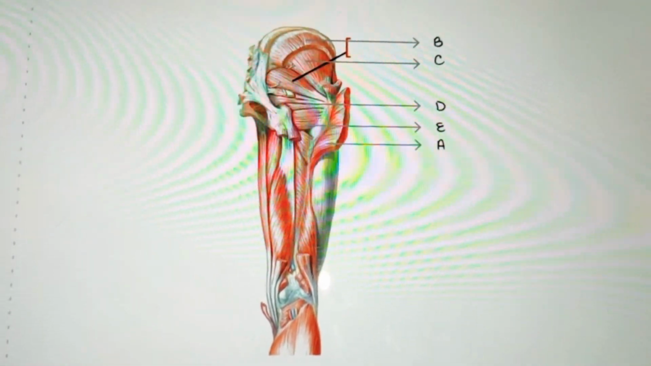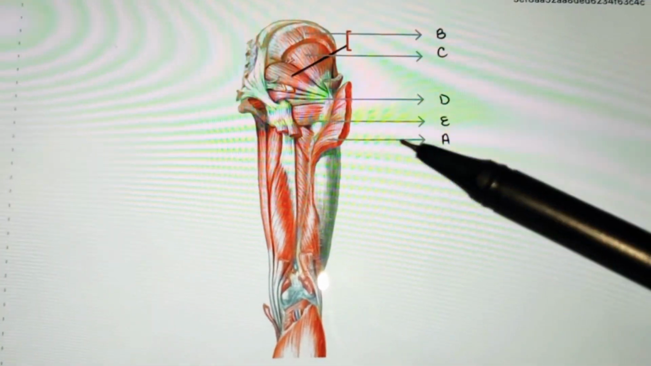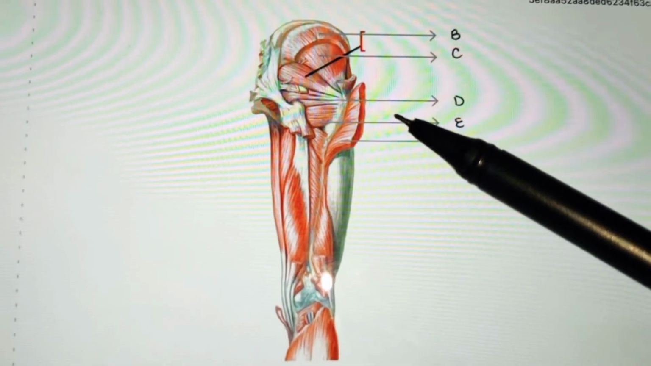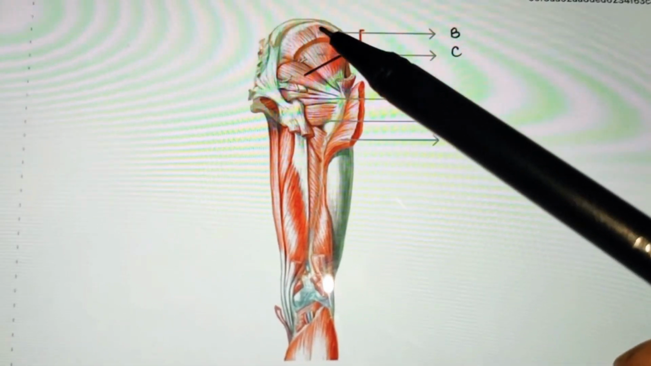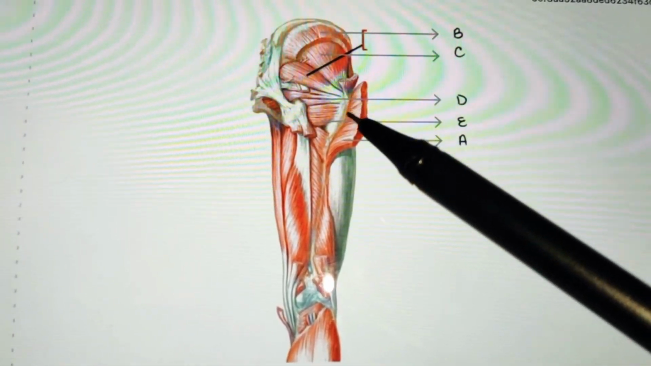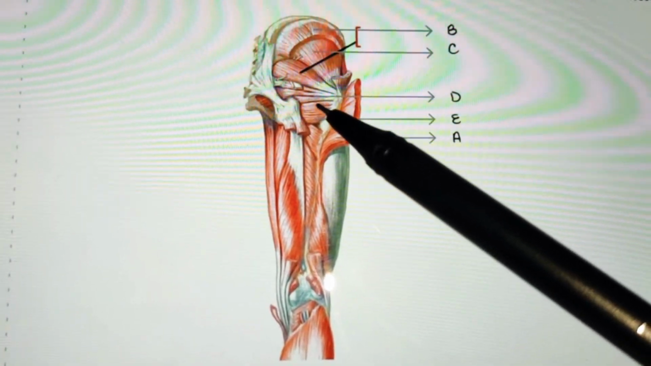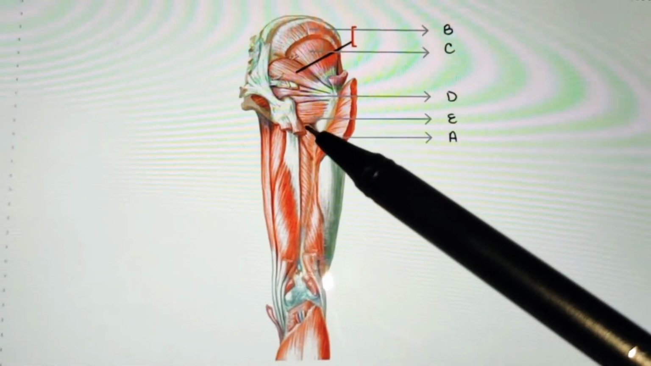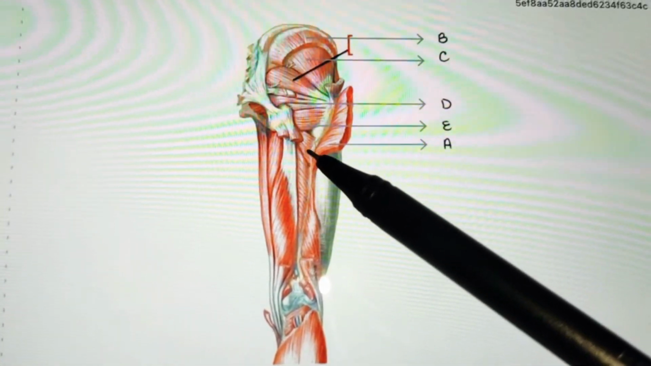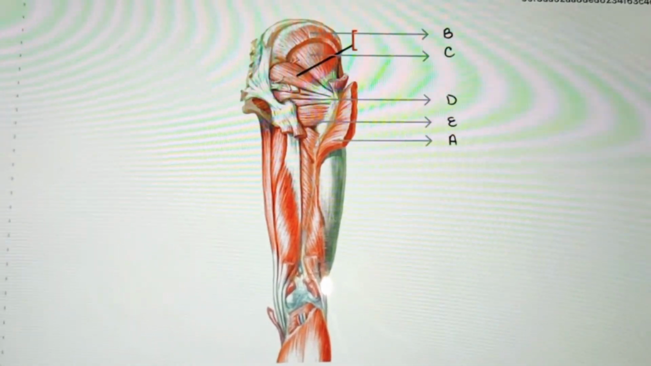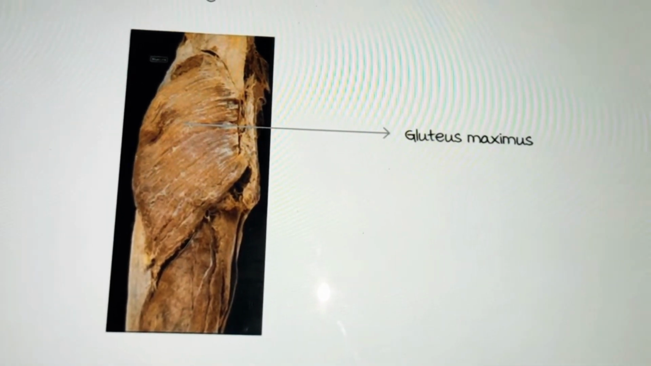So here A is the cut end of gluteus maximus muscle, and B is the gluteus medius muscle, and coming to C is the gluteus minimus muscle, and coming to D, that is the tricipital tendons, and E coming to the quadratus femoris. So here E, this is a quadratus femoris. So let us check out some cadaveric images.